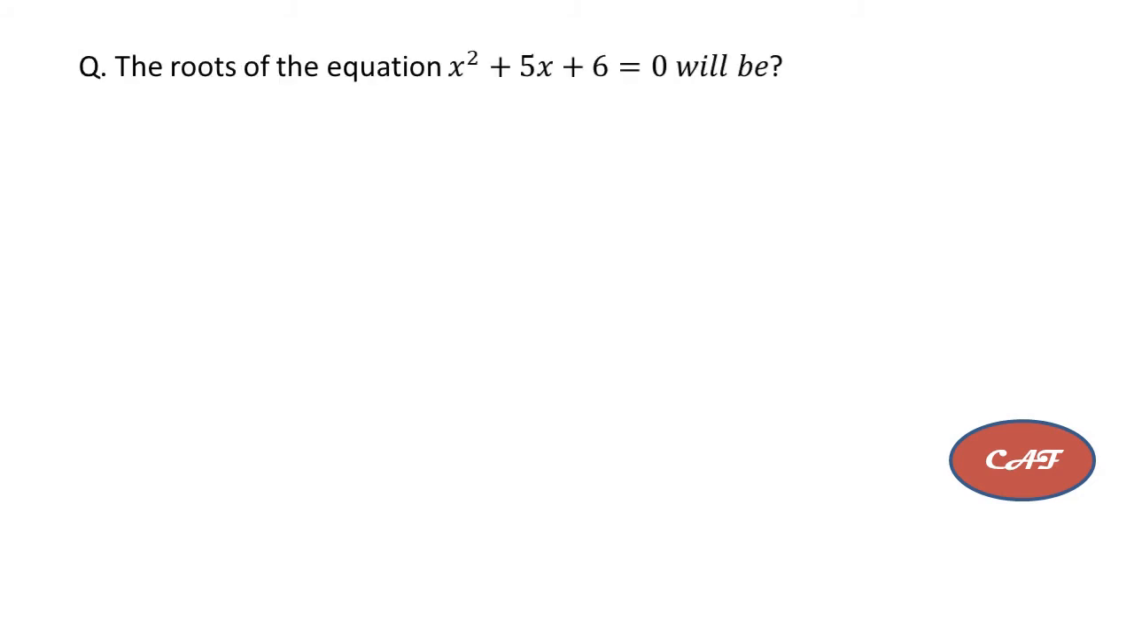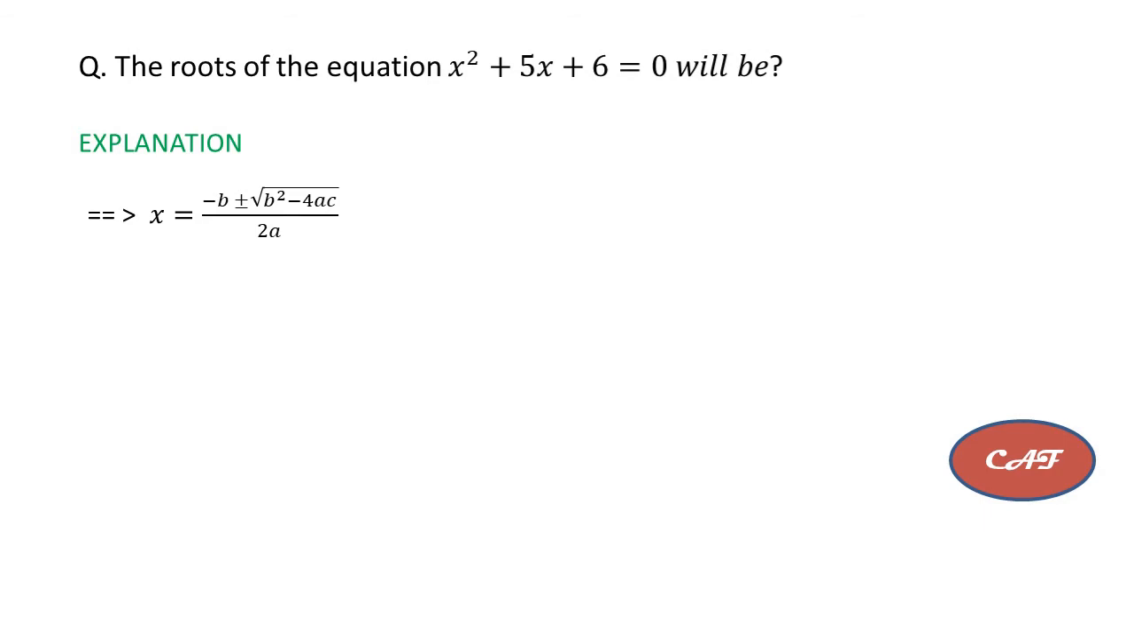Next question. The roots of the equation. Here they will give some equation. We have to find out those roots. We have one formula to find out those roots. Okay, I will show in this sum. This is the formula: minus b plus or minus root b square minus 4ac, by 2a. Okay, but we need to know what is a, what is b, what is c exactly. Otherwise we will get wrong answers.